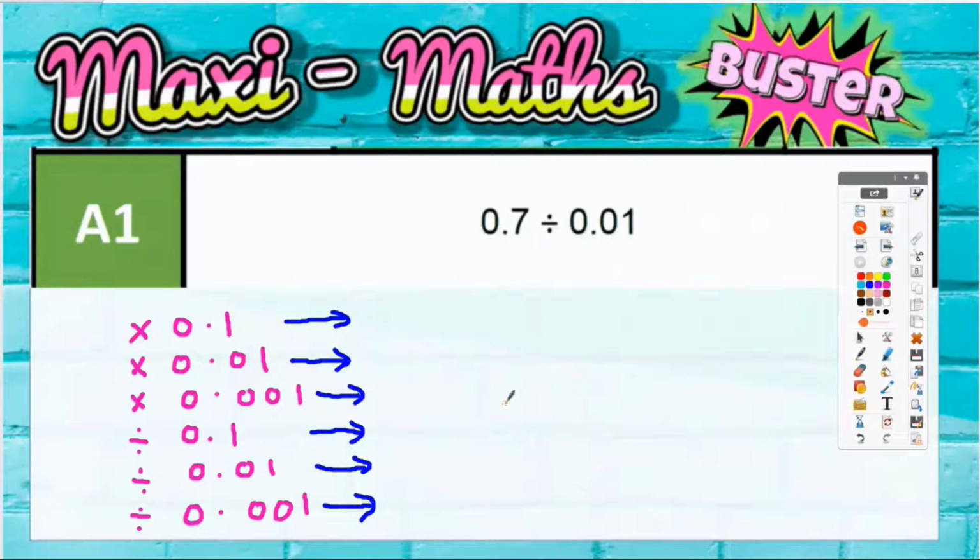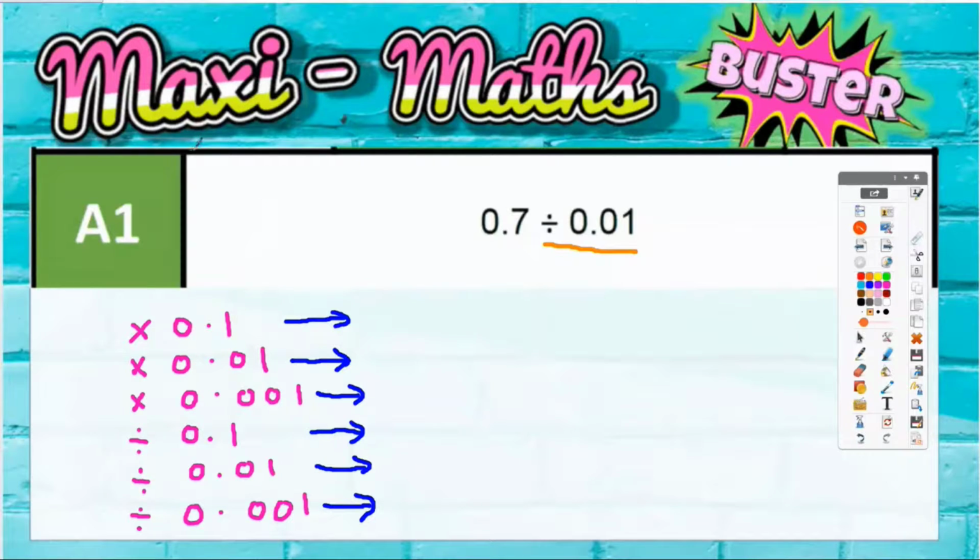Question A1, 0.7 divided by 0.01. Now, what I'm going to show you will also work for any of these options down the side here. So not just for the one that we're doing, dividing by 0.01, but it'll also work for times by 0.1, times by 0.01, times by 0.001, and dividing by any of those numbers as well. So here comes a little trick.